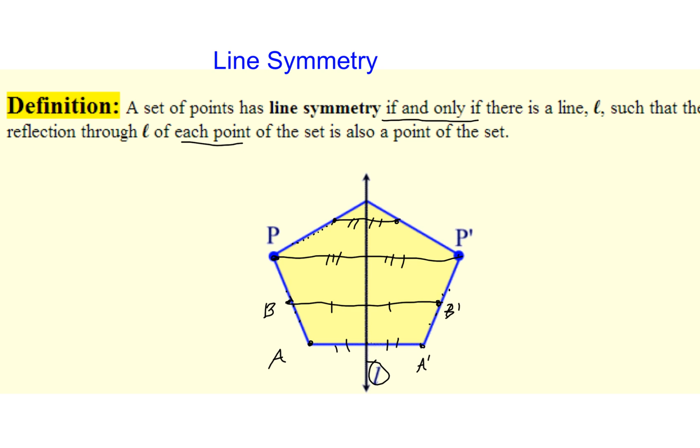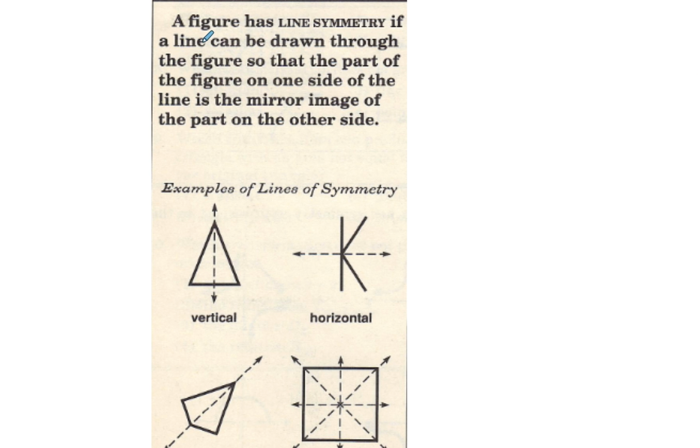Okay, so let's find a more easily understandable definition of line symmetry. A figure has line symmetry if a line can be drawn through the figure so that the part of the figure on one side of the line is the mirror image of the part on the other side. Well, that's easy for us to understand. What we're saying is that in this triangle, every point on this side of the triangle, when reflected over this dashed line, will land on the triangle. This point over here, when reflected over this dashed line, will land on the triangle, and so forth all the way up the side of the triangle.